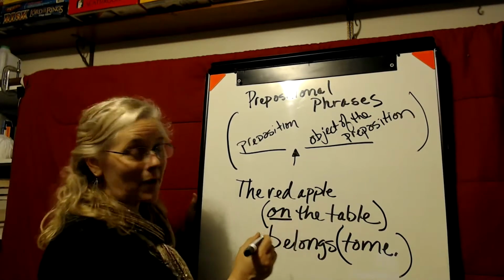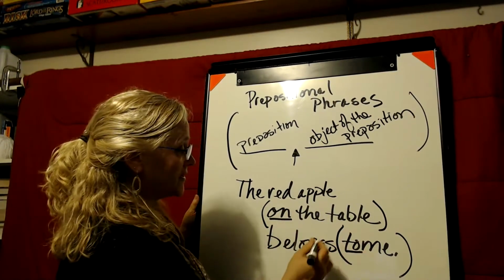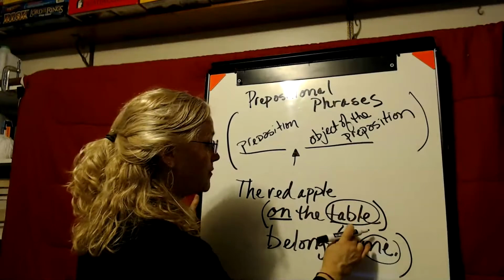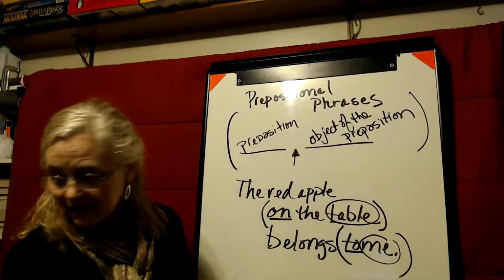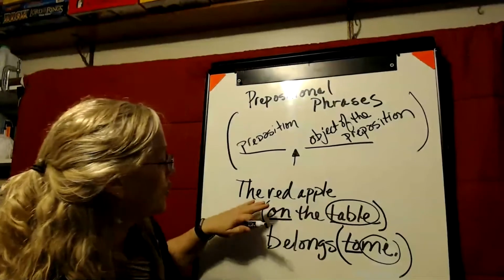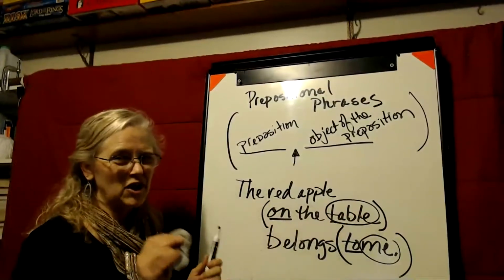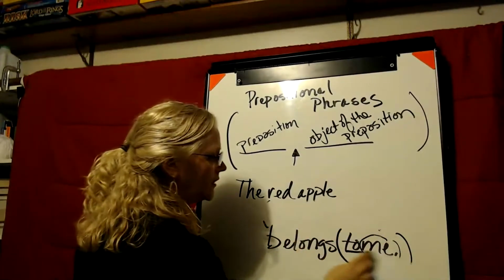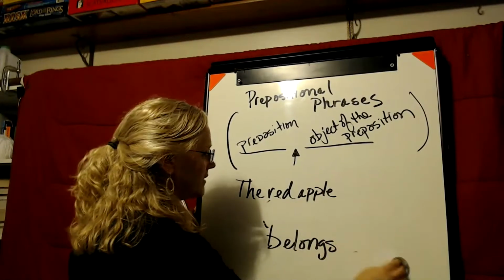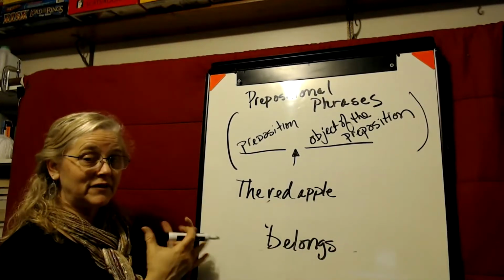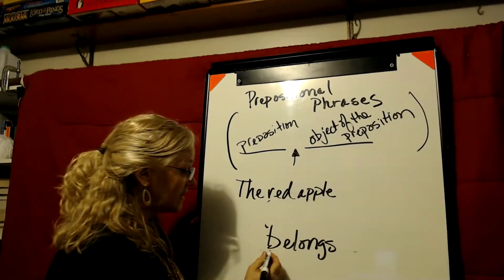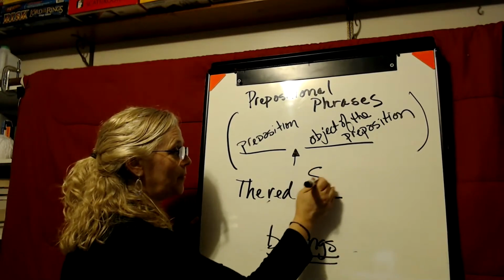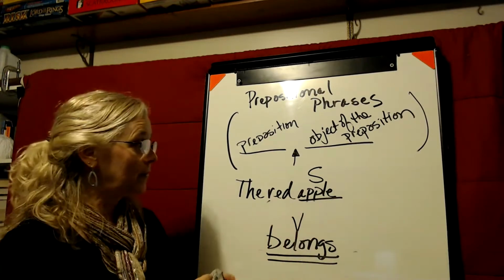So on is our preposition and to is our preposition. Table is the object of this preposition, and me is the object of this preposition. If we did this, we could eliminate these extras, and I'm going to talk about what their job is. So let's just take them out of the sentence. The red apple belongs. So then I've simplified. I've taken out the extras. What's my verb in the sentence? Belongs. What is belonging? The apple. So the apple is the subject and belongs is the verb.